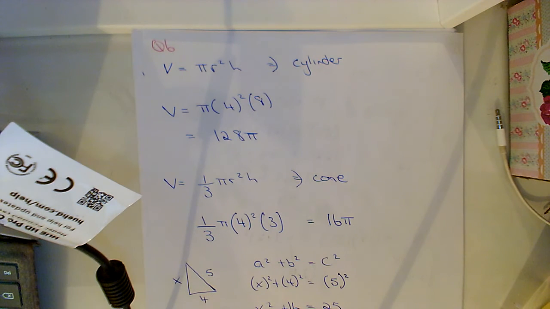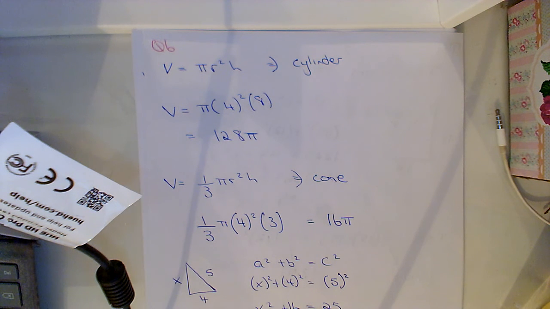Okay, so for question 6, I'm dealing with a cone and a cylinder, so I need to get the volume of a cone and I also need to get the volume of a cylinder. So first of all, I'm going to get the volume of the cylinder. The formula for the volume of a cylinder is pi r squared h. So pi (4)^2 (8), my radius is 4 and my height is 8. So the volume of the cylinder is 128 pi.